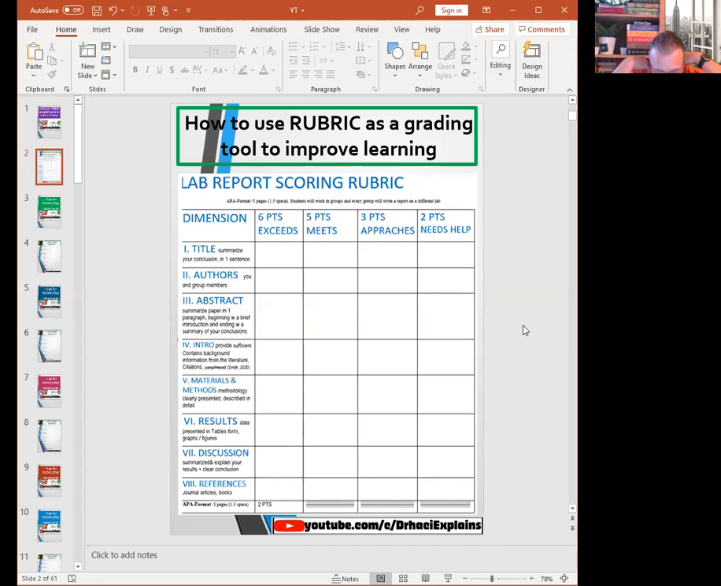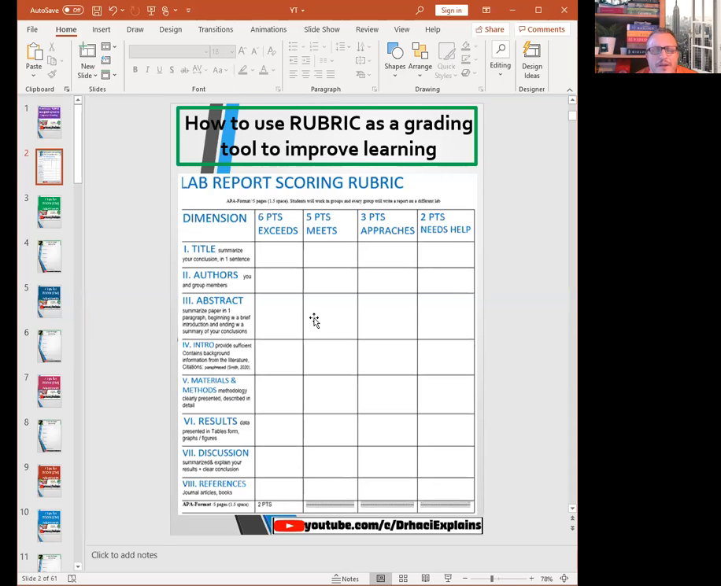Okay, this is a rubric specifically designed for biology lab reports. But first, what is a rubric? A rubric is a scoring guide used to evaluate performance. Rubrics usually have two major parts. One part is the performance descriptions you see here going from left to right. The other part, going from top to bottom in a column, is the criteria, also called dimensions. So this is a lab report scoring rubric used in biology labs.